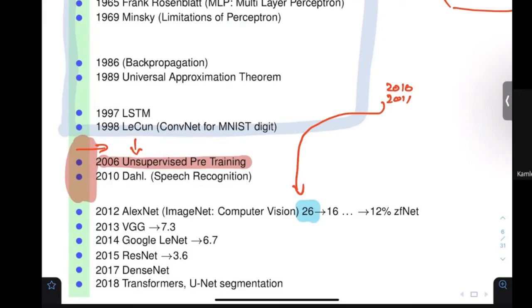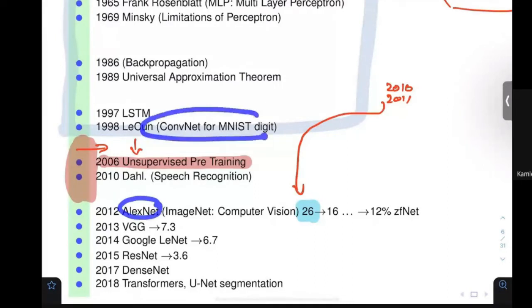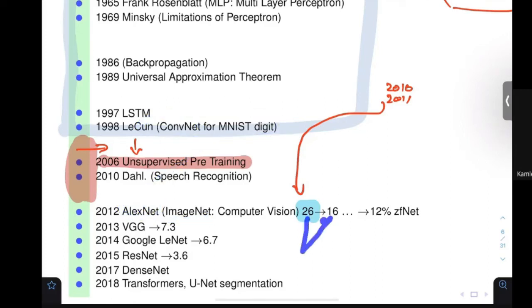AlexNet, a very interesting thing I'm going to tell. AlexNet used a convolutional net kind of architecture and trained it on the ImageNet database. And by this, he was able to reduce the error from 26% to 16%. It was a huge jump. So the system became very good.